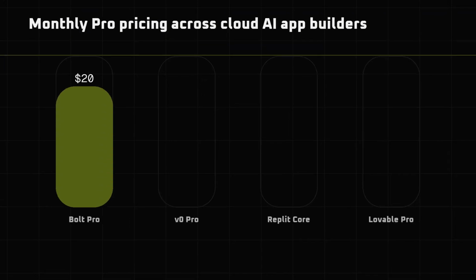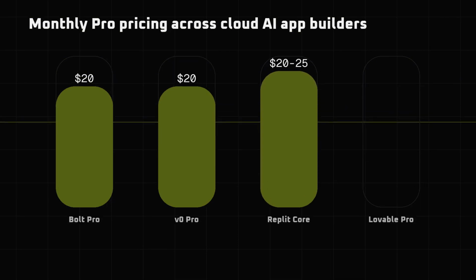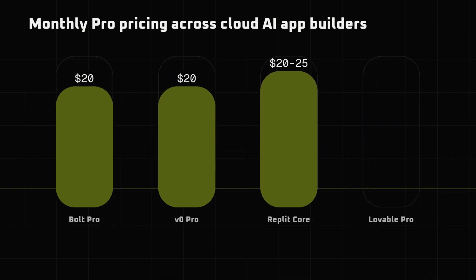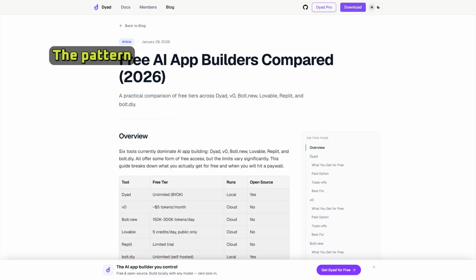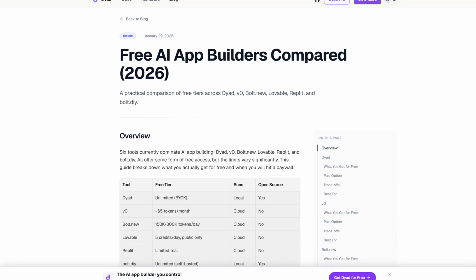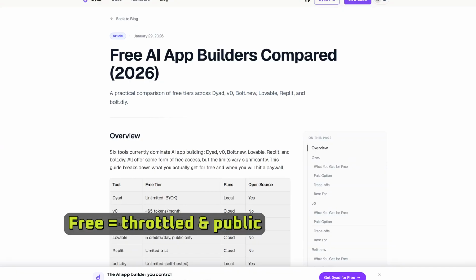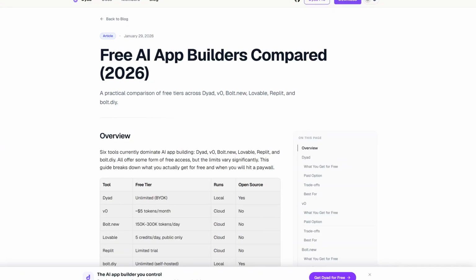Replit. Free is a limited agent trial, 10 dev apps, all of them public, and Core runs $20 to $25 a month. So the pattern is clear. On the cloud tools, free means throttled, and public, and real work means a subscription.